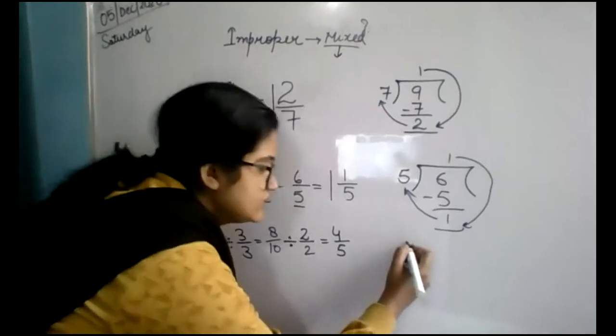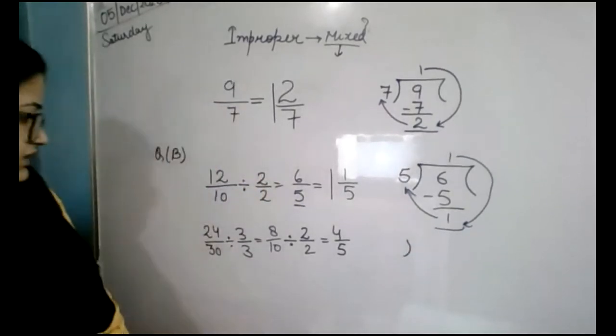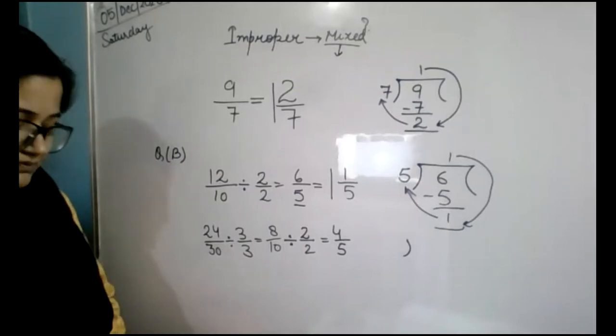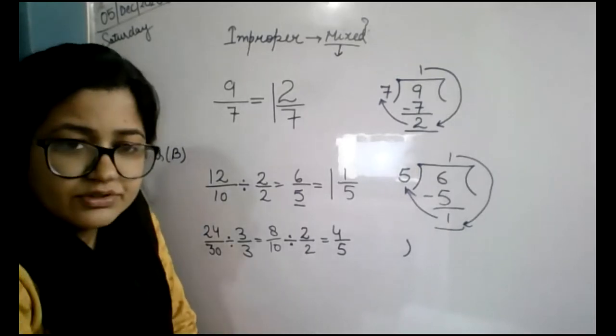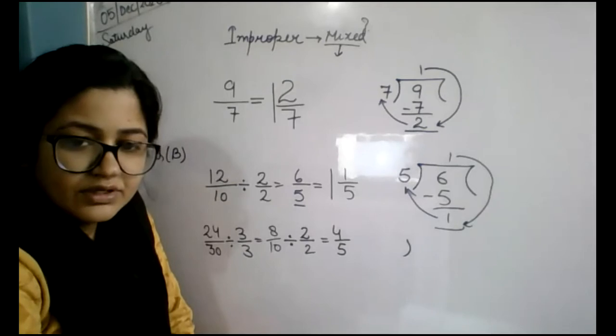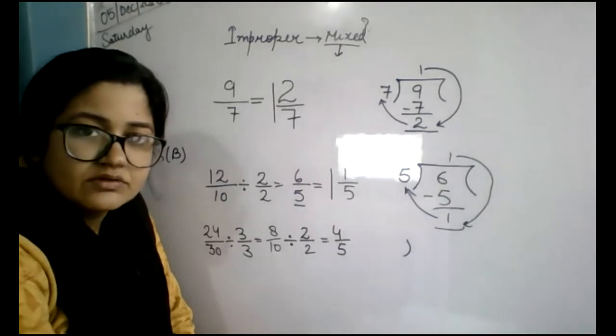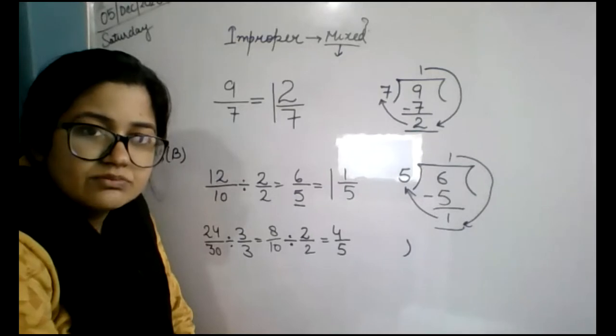Okay, now you will try it. Sorry, wait a minute. This is a proper fraction. Actually, it is improper, 30 upon 24. Okay, so I'm going to give you question B. Now you will do question number B.